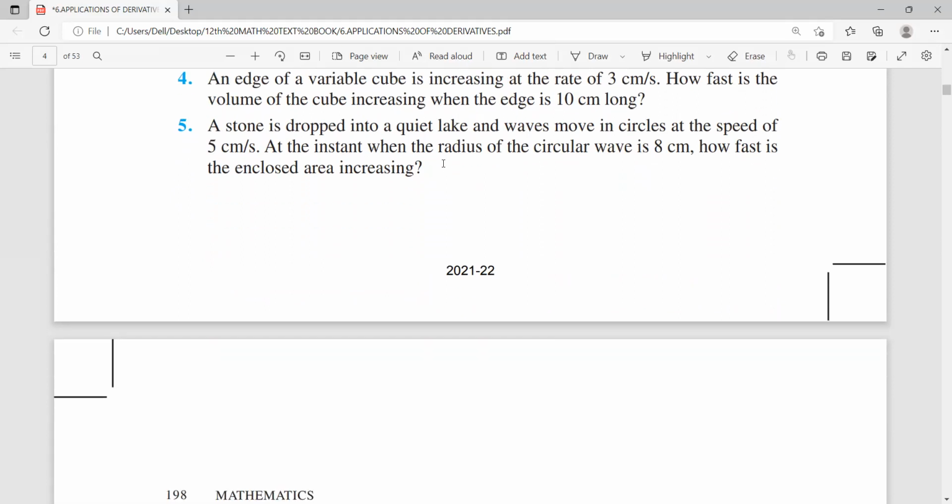Fourth question. An edge of a variable cube is increasing at the rate of 3 centimeters per second. How fast is the volume of the cube increasing when the edge is 10 centimeters long? We can do this question. Fourth.